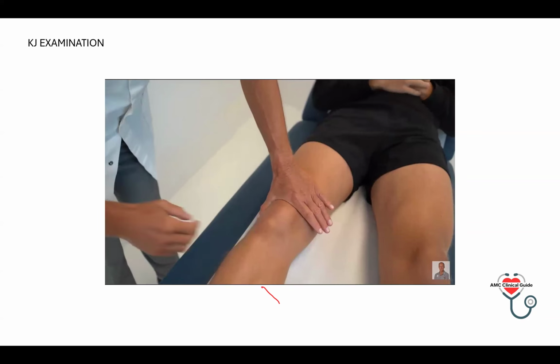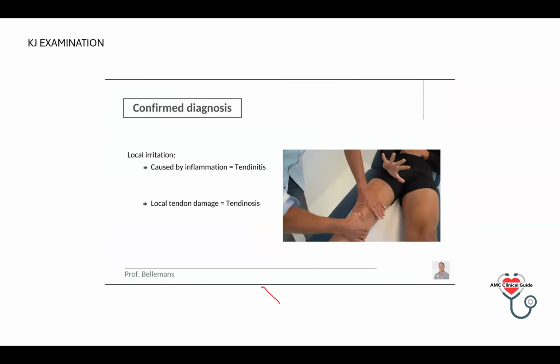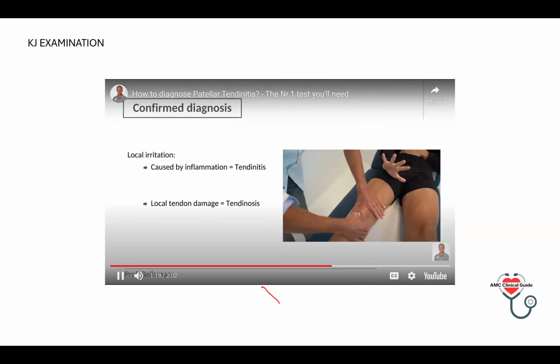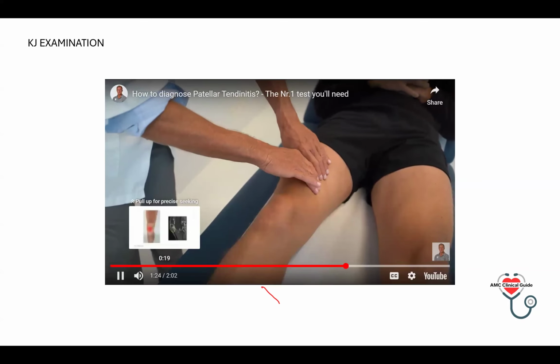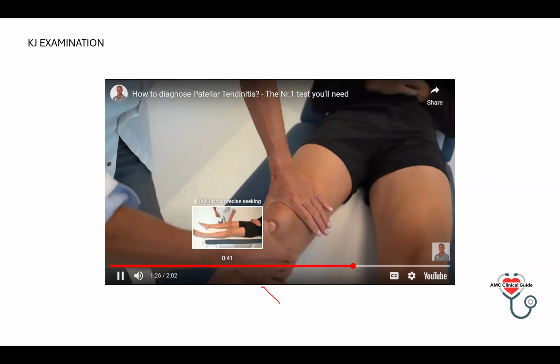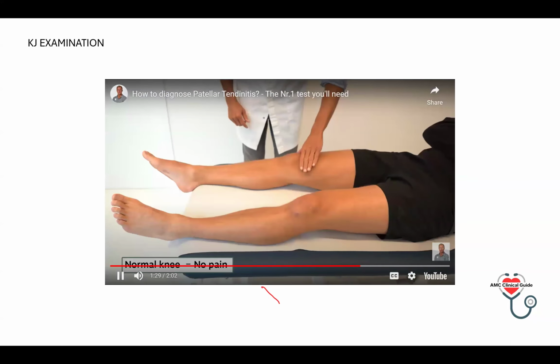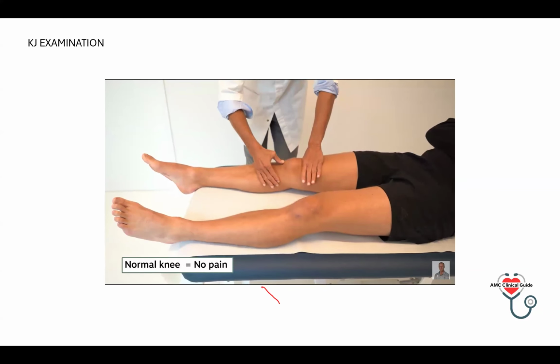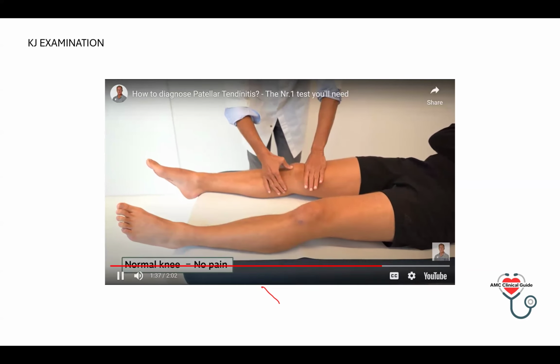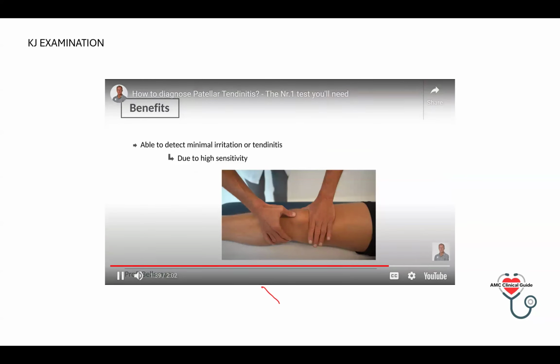If there is pain, the diagnosis is therefore confirmed, because it means that there is local irritation, either caused by inflammation, which we call tendinitis, or by local damage to the tendon, which we call tendinosis. For this test, it is important that the quadriceps is well relaxed. Otherwise, you cannot lift the tip of the patella, and the pain cannot be elicited. In a normal knee, this test does not cause pain. It may be unpleasant, but not painful. If you are in doubt, compare to the other knee. So with this simple test, you are able to detect even minimal irritation.